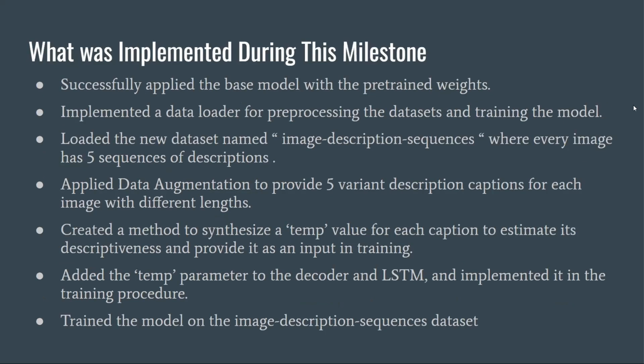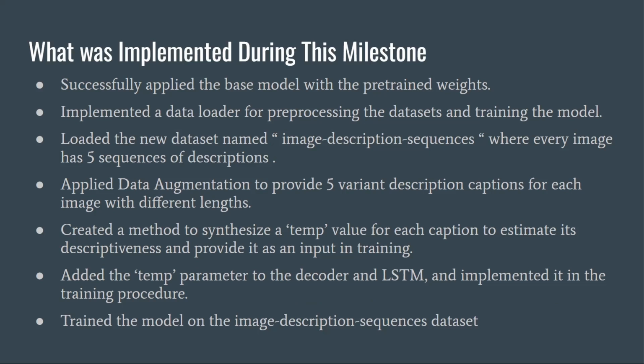Now let's move on to what was actually implemented during this milestone. We successfully applied the base model with the pre-trained weights, and used and tried it. We implemented a data loader for pre-processing the datasets and training the model. We loaded a new dataset named image description sequences, where every image has 5 sequences of description. We applied data augmentation to provide 5 variant description captions for each image with different lengths to support the idea of the temperature overall. We created a method to synthesize the temp value for each caption to estimate its descriptiveness and provide it as an input in training.